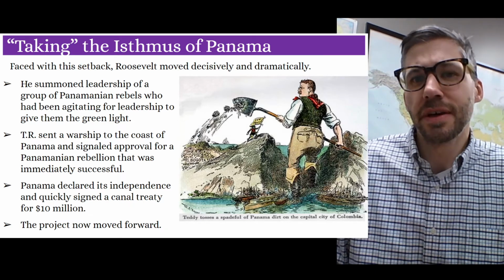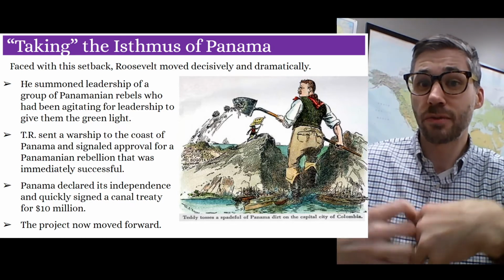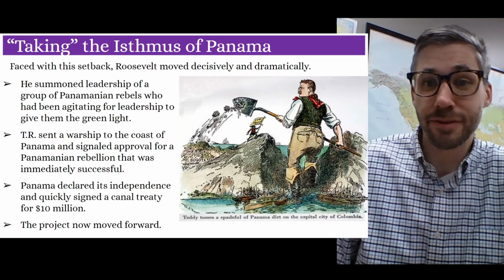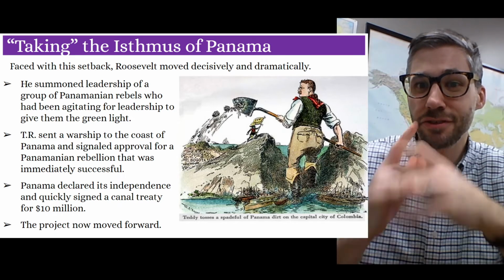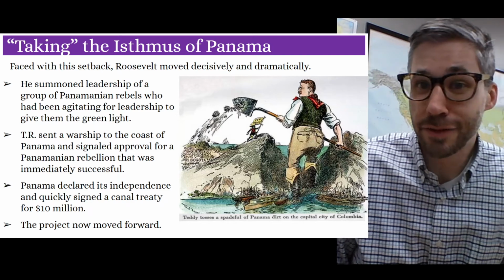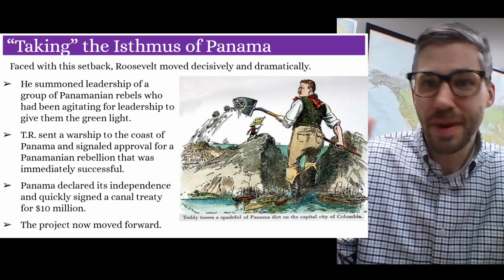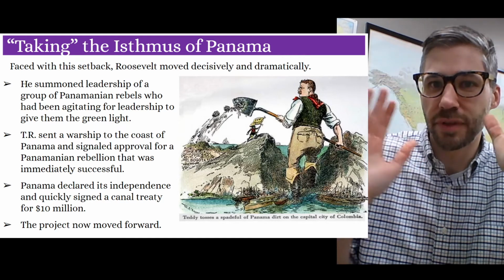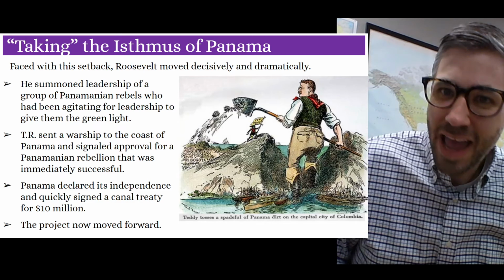And so the Panamanian rebels will rebel. The U.S. warships will be parked up there. The Panamanian rebels did rebel. The Colombian soldiers and officers looked around and they kind of figured out the deal, and they just sort of literally walked back to Colombia. There's no fighting. And suddenly it's yay, the Panamanian rebels go, hooray, we declare our independence for the new independent nation of Panama. And TR goes, yes, we're happy for you.